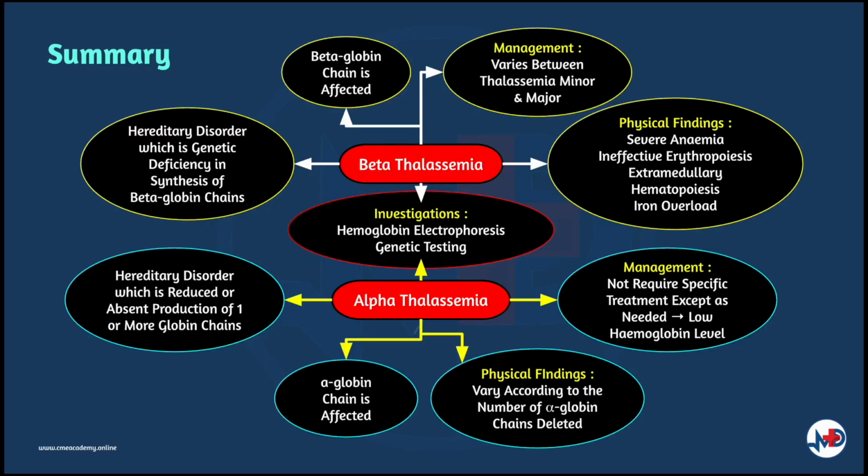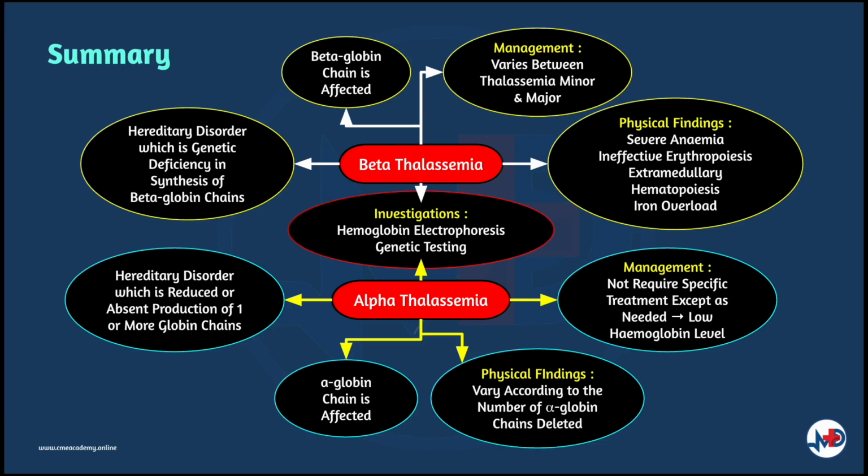Now let's summarize what we have learned so far. Beta thalassemia syndromes are a group of hereditary conditions which are characterized by a genetic deficiency in the synthesis of beta-globin chains, while alpha thalassemia is characterized by reduced or absent production of one or more of the globin chains of which human hemoglobin is composed.